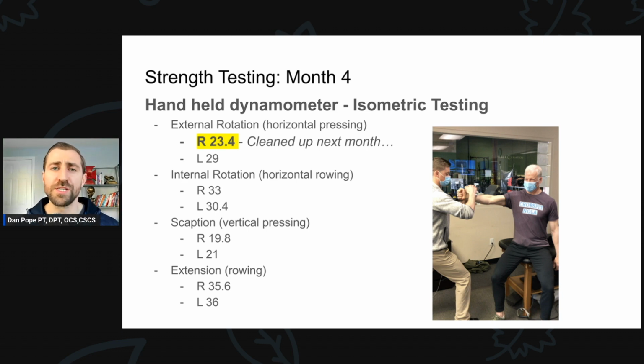What was kind of cool is that the only movement that was different side to side, and we measured external rotation, internal rotation, scaption, and extension, was external rotation, right? So on the right side, he had 23.4 pounds of force. On the left side was 29, right? So he was actually pretty dang close. And what was kind of cool is that cleaned up over the next month. So we strength tested again at month 5, and he was symmetrical in all the movements. So good job, Brian. You got everything back pretty dang quickly, right?